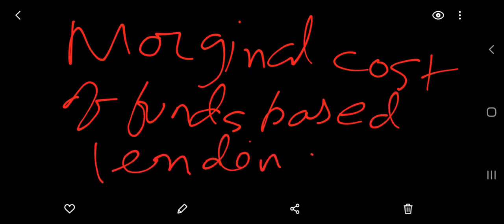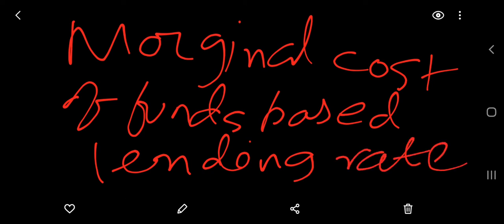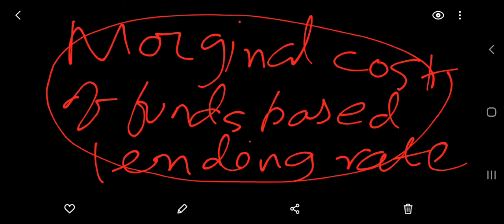You'll have to understand this. And why am I writing this? Because this is the concept that is taking place at this moment in every MPC, or let's say the monetary policy committee meeting. The marginal cost of funds based lending rate is decided. Why is this so important? You'll have to understand this.